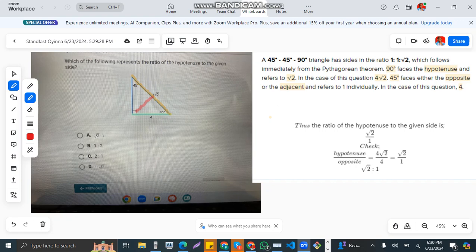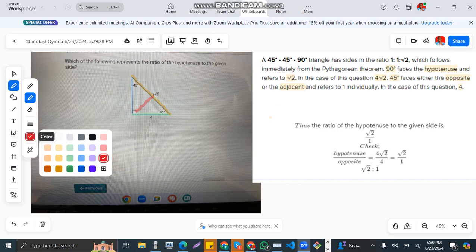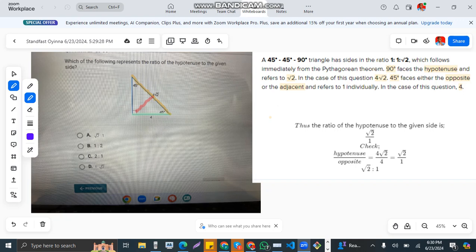But in this case, it's going to be the opposite we'll be looking at, because what we're given is 4. So let me use another color to show that. Let me use blue, and for the 45 degrees, purple. You see this, the 45 degrees actually faces 4. So something like this will help, right? Make something makeshift.